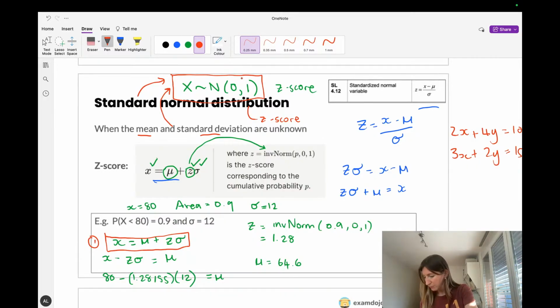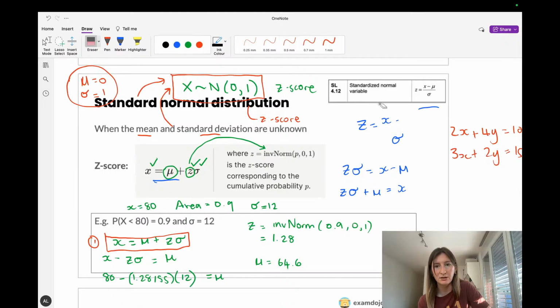For mean, you put 0 and then standard deviation the same. Sorry, what I mean is that in this, the mean is 0 and the standard deviation is always 1. Always. So if we have a look at that on a bell curve, let me just get rid of that and draw a curve.